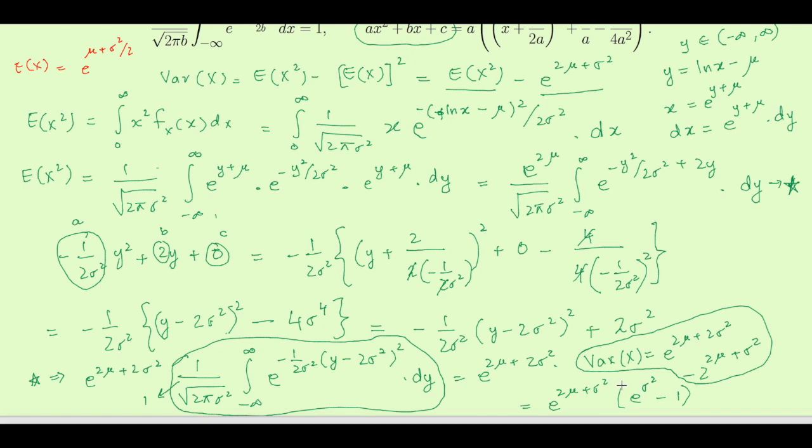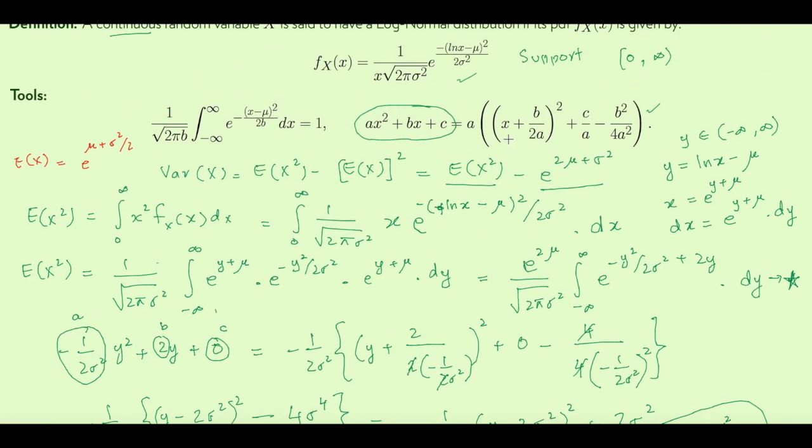Okay, so this is it about finding the mean and variance of the log normal distribution. And what we make repeated use of are two facts. One is this integral is equal to 1, and the other is the so-called completing the square method when we have a quadratic equation.